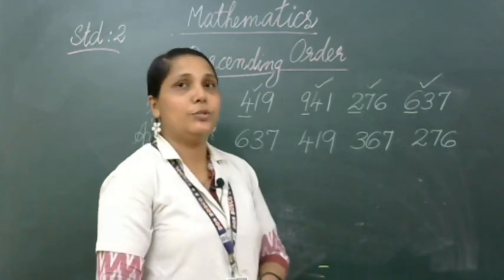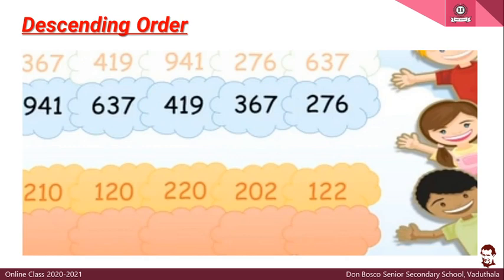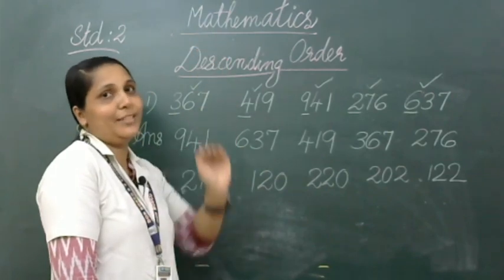We will do one more question based on descending order. That is the second question. What is the second question? 210, then 120, then thirdly 220, then after that 202. One more number is there, the fifth one, 122. So the question is descending order. Descending order means biggest to the smallest.